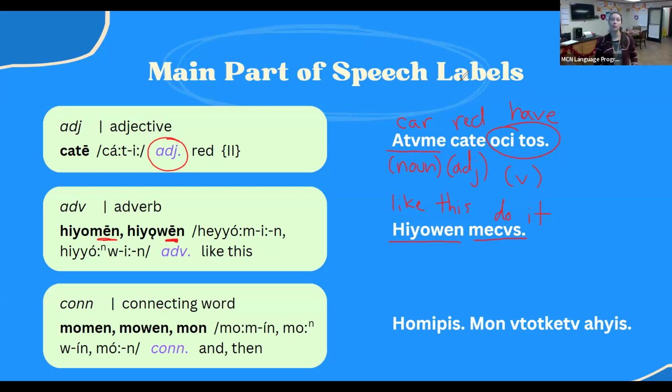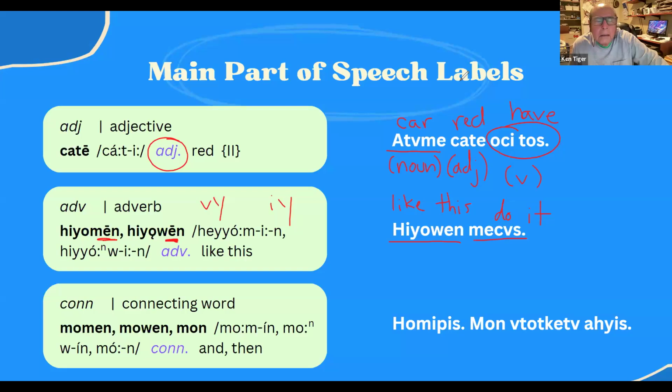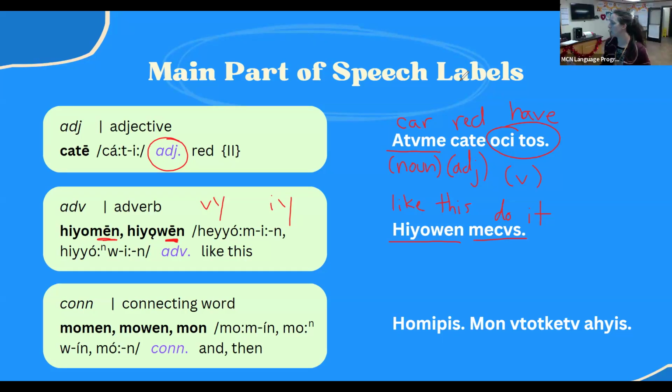I hear someone saying Hayoin. And that's good. There's another dialect that uses Hayoin, and they usually spell it the exact same way. They're pronouncing it like this instead of like this. So that's a dialectal difference. So Hayoin, Heyoin.